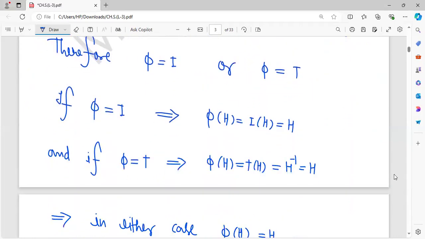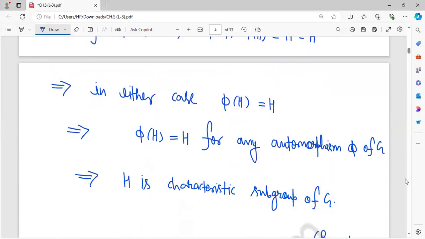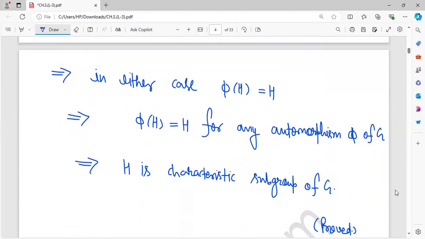If phi is I, the image of H under phi is nothing but H. If phi is T, then the image of H is nothing but H inverse, and because H is a subgroup, H inverse is equal to H. So in either case, phi of H is equal to H for any isomorphism of G. What does it mean? It means that H is a characteristic subgroup of G. So in this case, we are also done, and finally, we have proved the result.